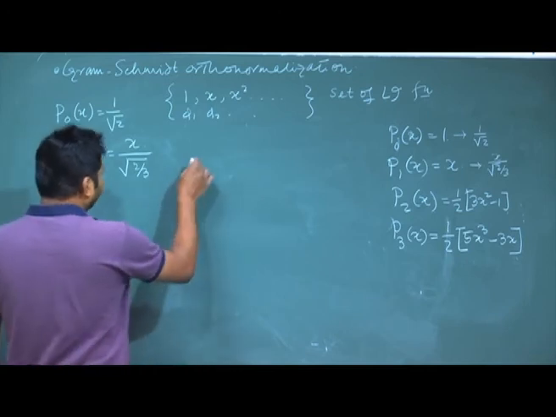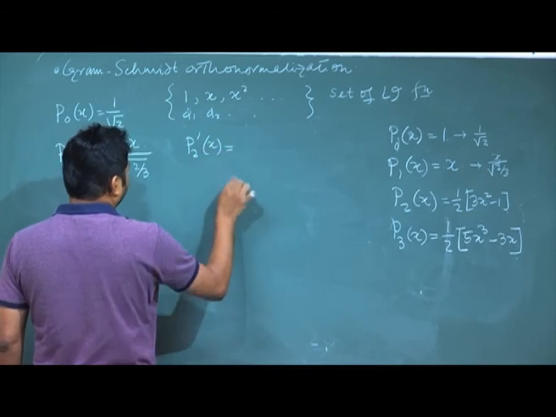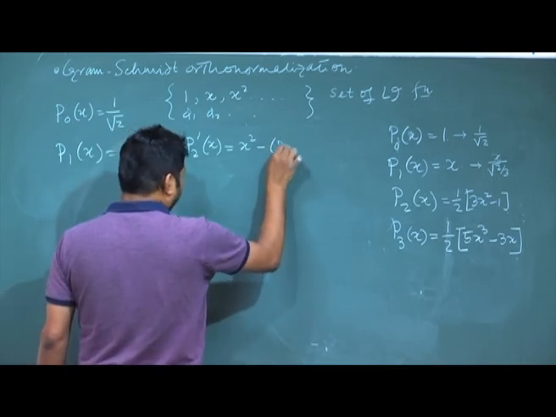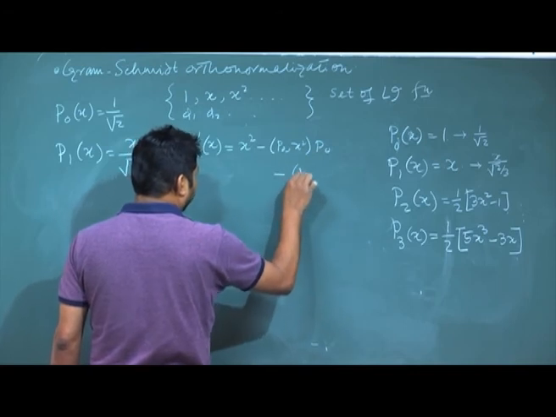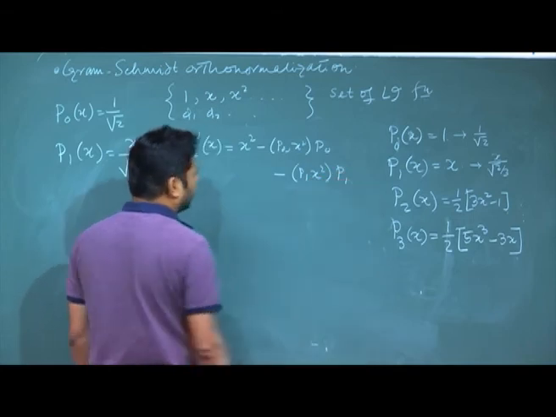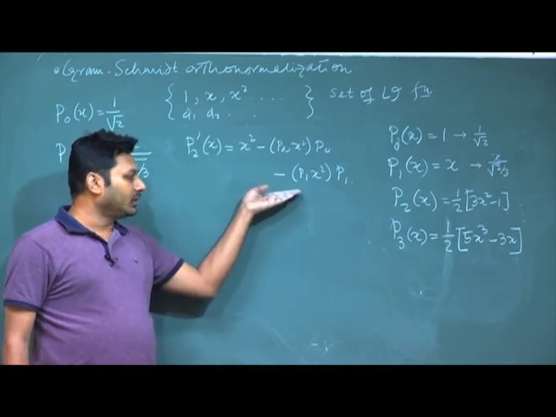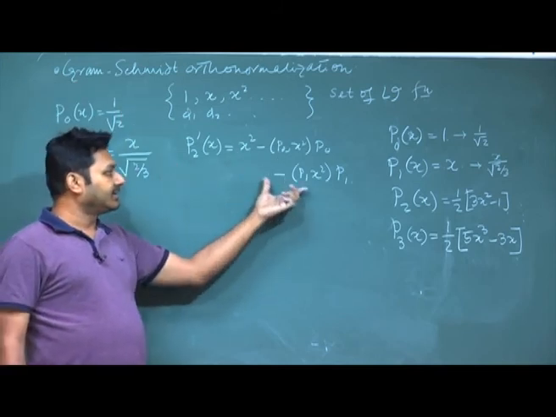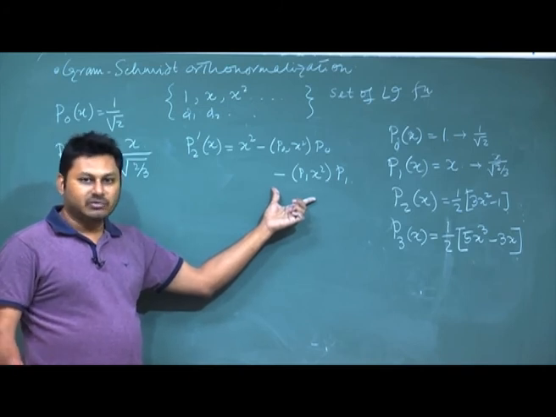Let me do that quickly. So, my p2 prime x is how much? x square minus the inner product of x square with p0, times p0, minus the inner product of x square with p1, times p1. I suggest you please go back to the lesson where the Gram-Schmidt orthonormalization process was described, and this is the procedure we are following, exactly the same procedure that is used in calculating in the vector space.